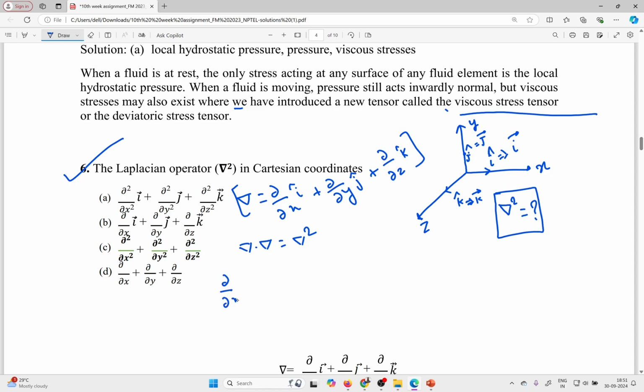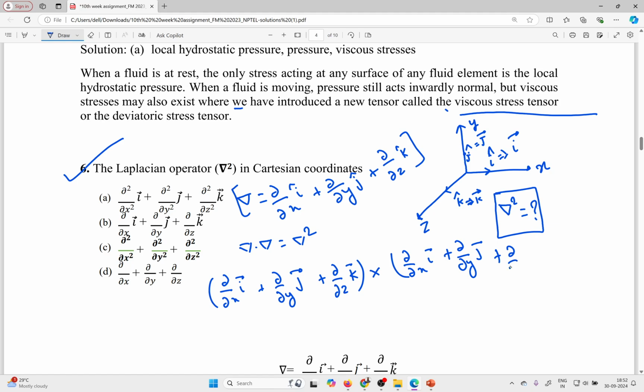Del by del x, let me write in the vector form, plus del by del y plus del by del z, into del by del x plus del by del y plus del by del z k. Here it is a dot product, not cross, because in vector calculus the dot product and the cross product have different meanings.